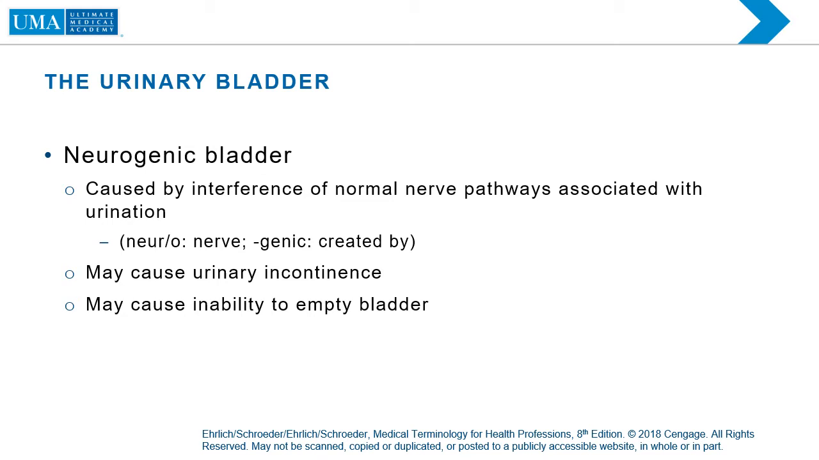When we break down the term neurogenic, neuro refers to the nerve, and then genic means created by. Now, depending on the type of neurological disorder causing the problem, the bladder may empty spontaneously, resulting in incontinence. But in contrast, the problem can prevent the bladder from emptying at all or from emptying completely. This will result in urinary retention with overflow leakage.